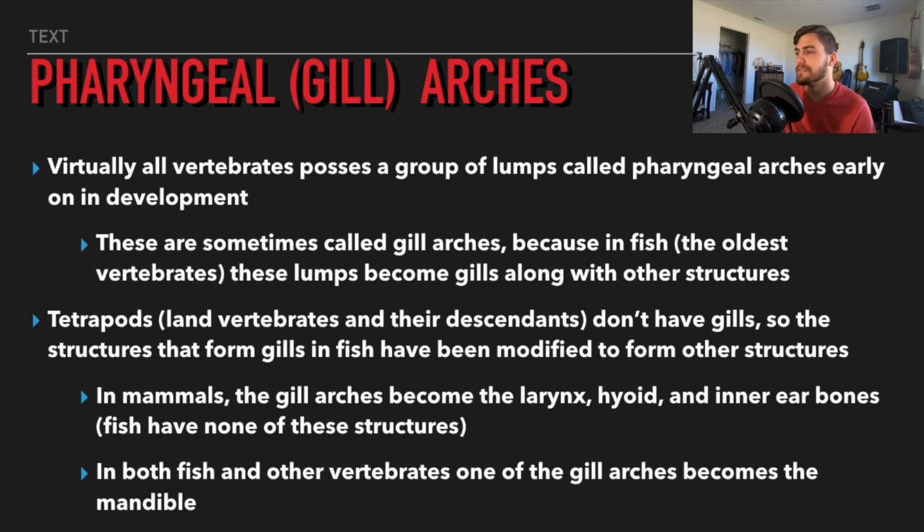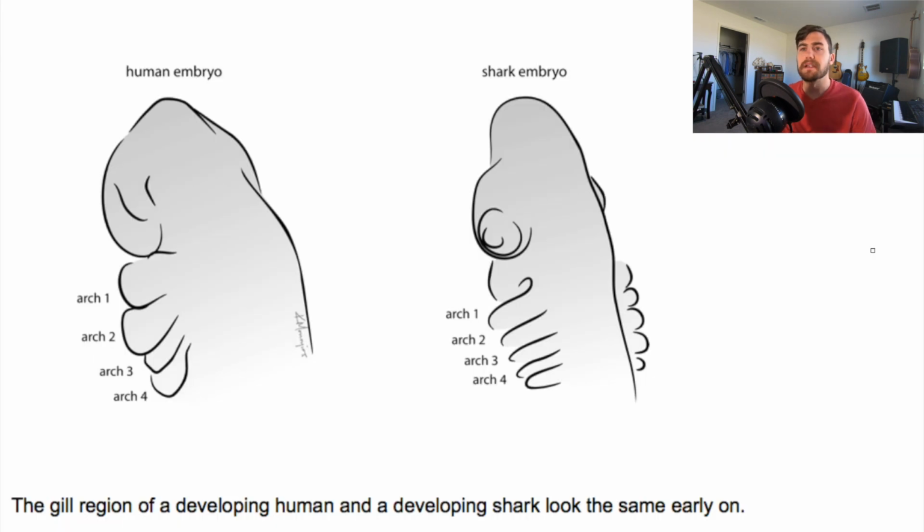What we do share is that in both fish and other vertebrates, one of the gill arches becomes your mandible, your bottom jaw, right? So here's, admittedly simplified to make you understand what you're looking at, a human embryo and a shark embryo. We both have a series of arches, and I believe we have the same number of the arches too. So this is very early on in development.